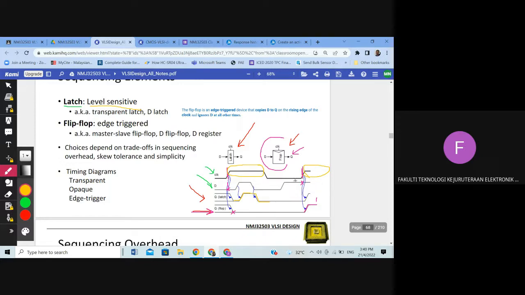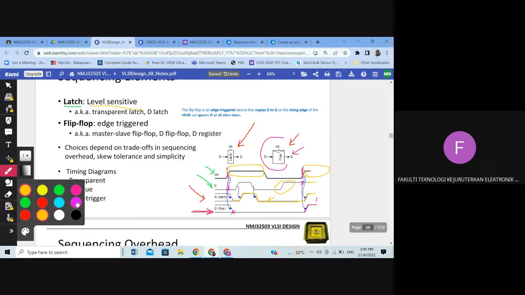Until here, although the input is high, it will not copy because the clock is low here. It's 0, level 0. It will not copy it. It will remain its previous value, which in this case is 0. So it will remain the previous value until it sees the next high level, which is during this time, and then it will copy. That's for a latch.